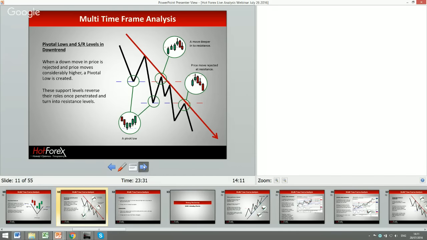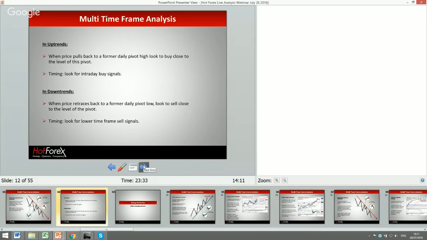But never mind. In uptrends, when the price pulls back to a former high, we're looking to buy the close to the level of this pivot. So we look for intraday signals. And in downtrends, when price retraces back to a former daily high, pivot low, we're looking to sell into the level of the pivot. We're looking for lower time frames as we're going down.